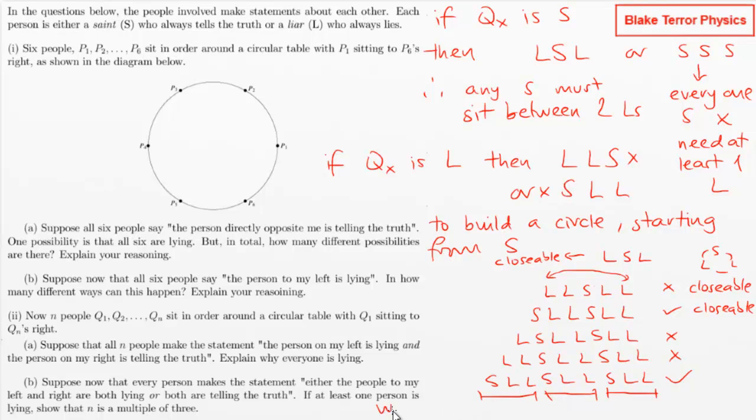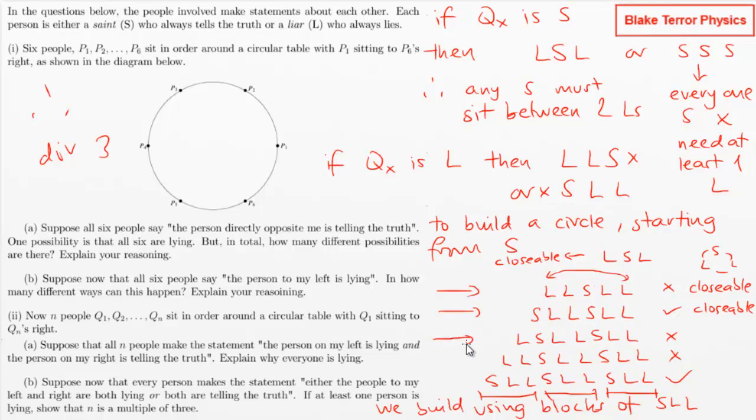So we build using blocks of SLL, which means, therefore, n is divisible by 3. Okay, that was fine. Again, it's just being logical on these sort of things. I quite like this way.